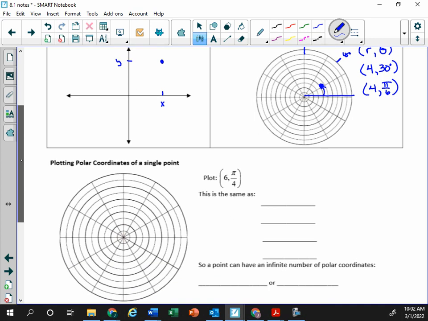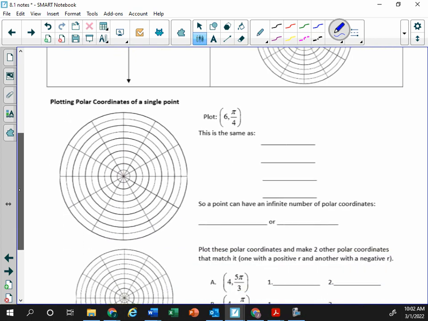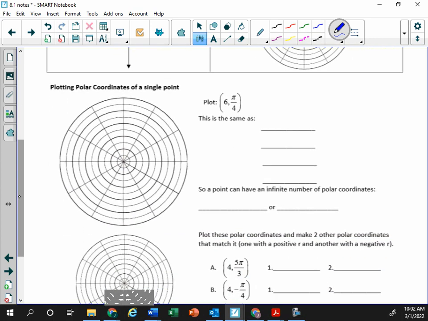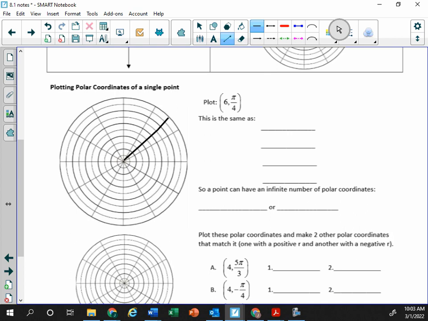Let's come down here. So we've got the point 6, pi over 4. I'm going to go ahead and draw in where the pi over 4 would be. Put a line in there. Does that make sense to you guys right in the middle there? Yeah. Okay.